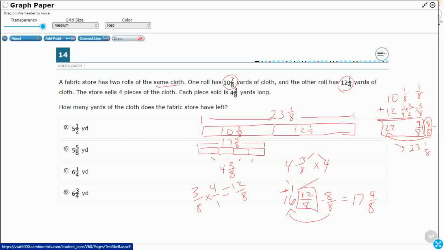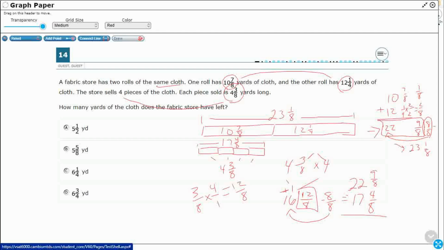So what does that leave me? Well, that's why I want that 22 and 9/8. That's going to be helpful. I've got 22 and 9/8 of cloth, that's these two all together. And then I'm selling 4 sets of 4 and 3/8, which makes this 17 and 4/8. How many yards of cloth does the fabric store have left over?